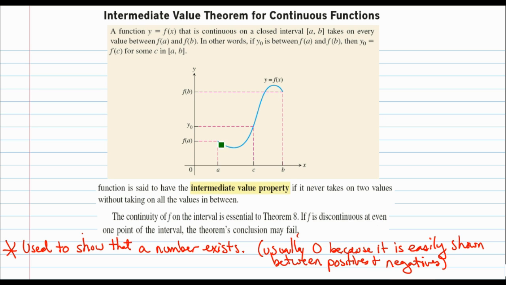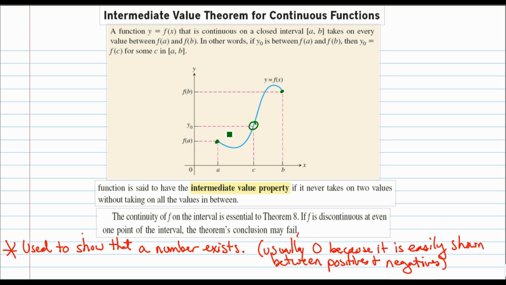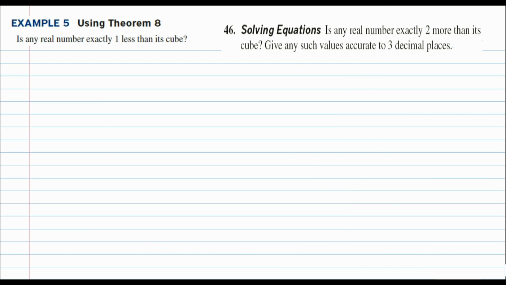It's like saying connect this dot and this dot without using this point. No. Okay, wait, how about no? I mean, you have to cross through every single y value in between f of a and f of b on a continuous function. Now we use this to show that a number exists, usually 0 because it's easily shown between positives and negatives, like you'll see here in example 5.